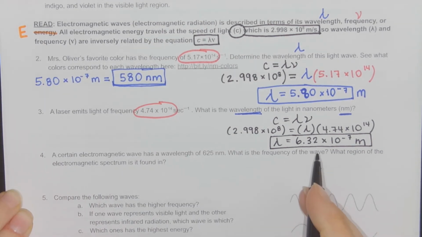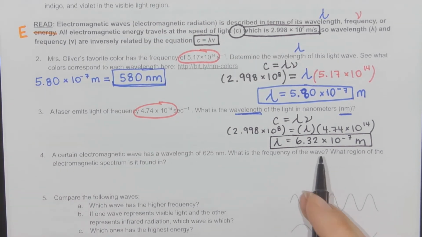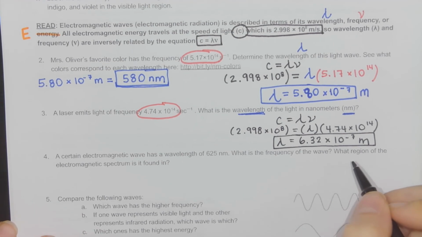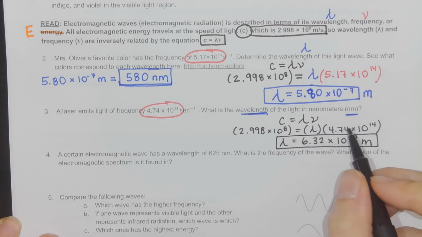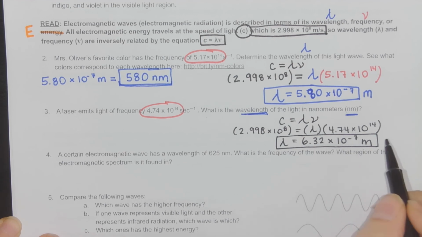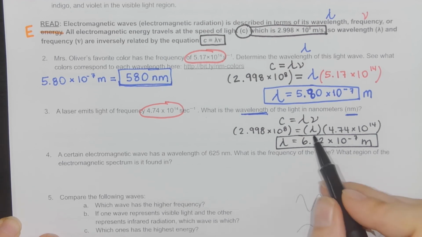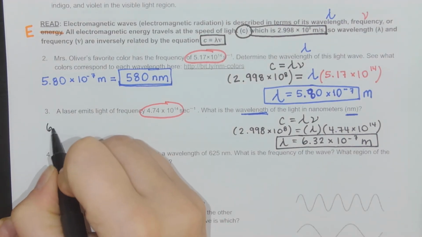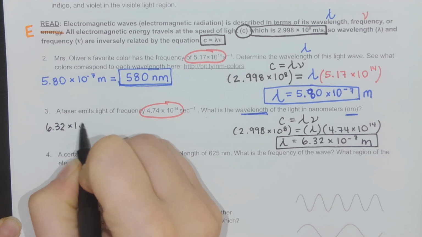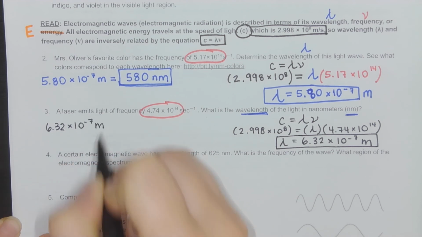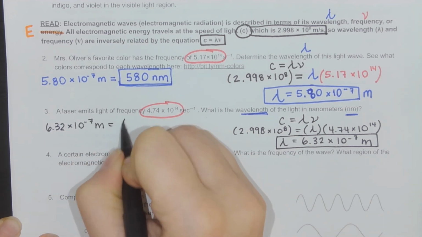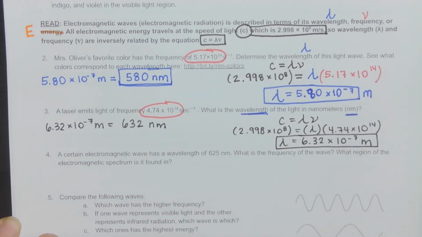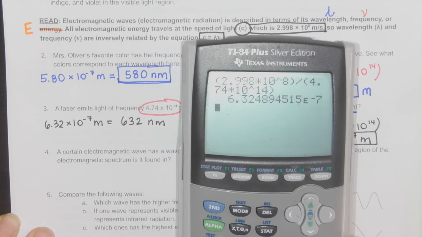There's my answer in meters. I want it in nanometers, which is 9. I'm going to move the decimal 9 minus 7, I'm moving the decimal 2 places. So instead of having 6.32 times 10 to the negative 7 meters, I'm going to have 632 nanometers. Here's that on the calculator if you want to see it.